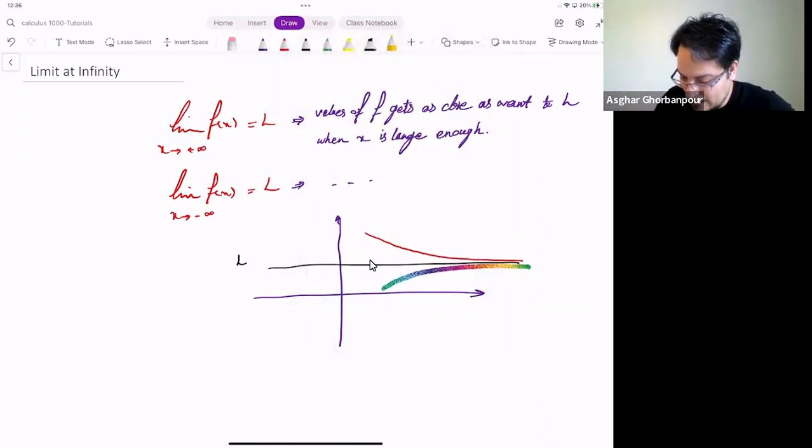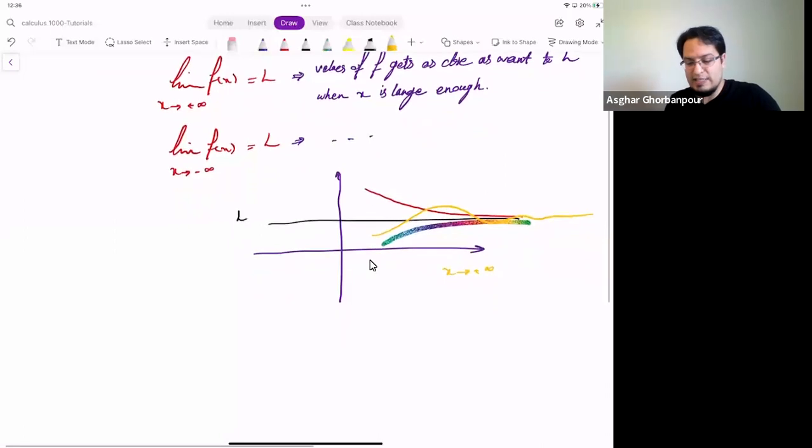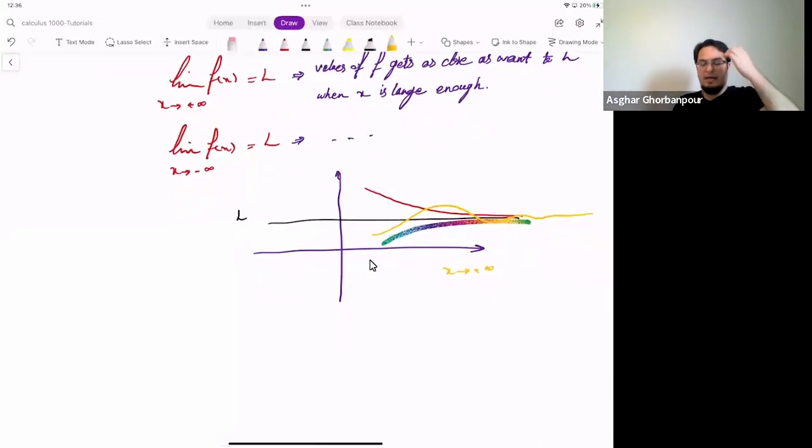Or it could be something like this. So it could intercept and then get closer and closer to that line. Well, that's when x goes to plus infinity. For x going to negative infinity it is also the same thing, well, this time we are going this way.